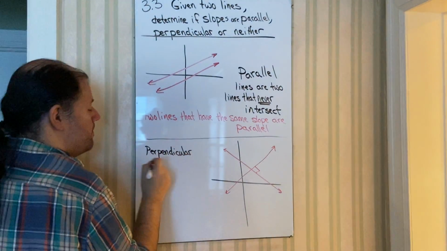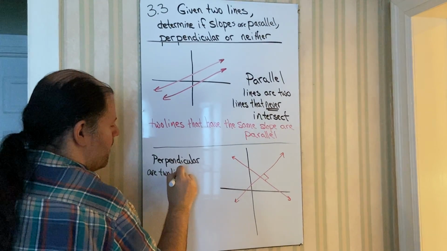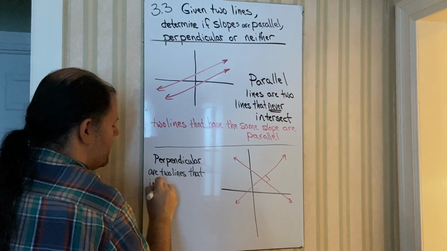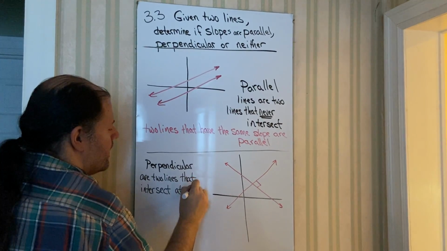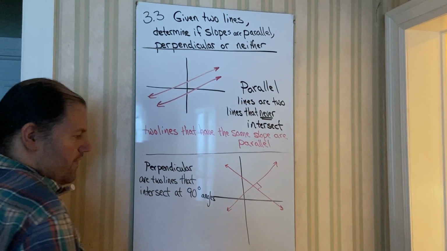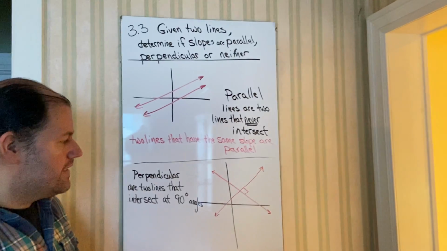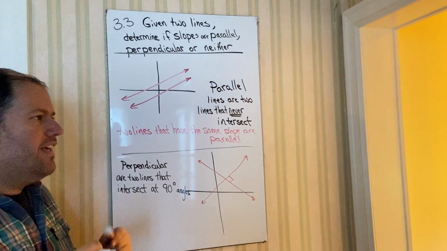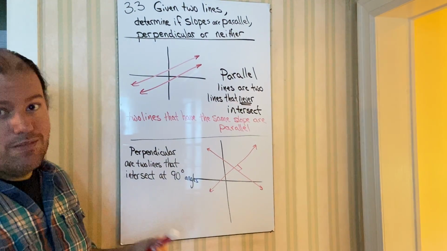So you can see perpendicular are two lines that intersect, and they have to intersect at 90-degree angles. See this little box that I made here? That's a right angle box. Basically this is saying that this is a 90-degree angle. If it does not intersect at 90 degrees, but it does intersect, then it would be neither.